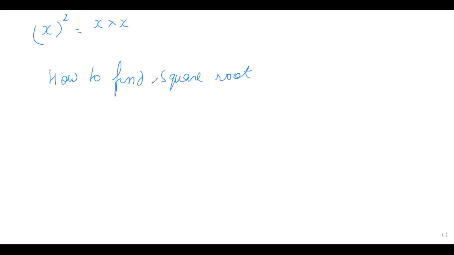So how to find the square root? There are two ways by which you can find a square root. The first way is that the square root can be found by the repeated subtraction method.